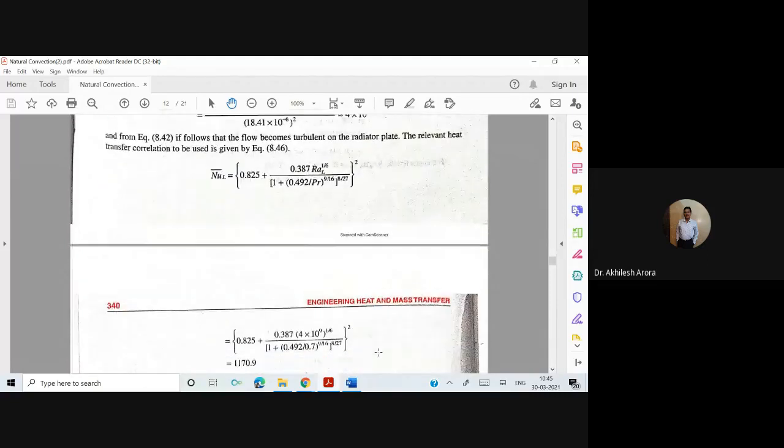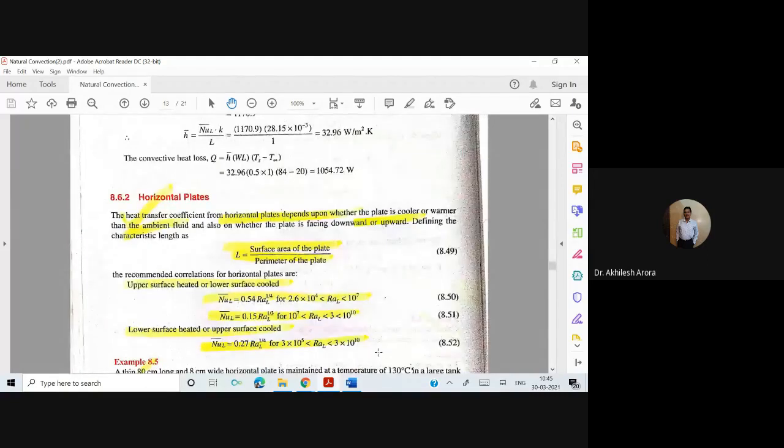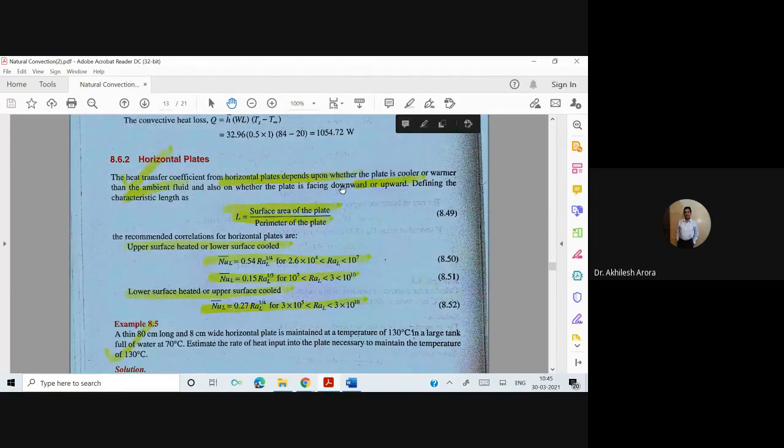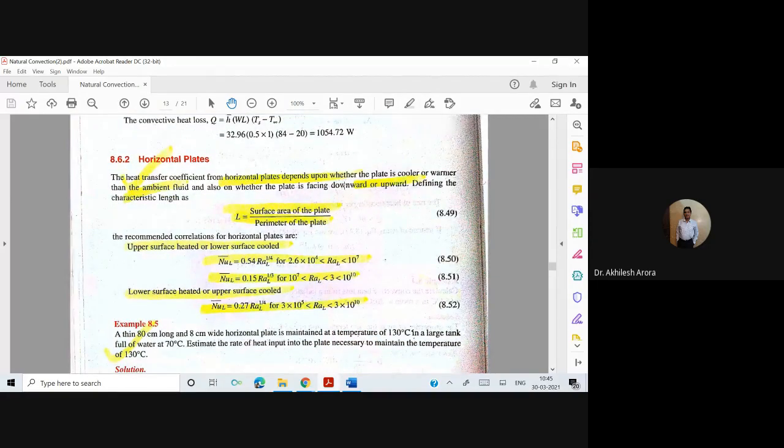Similar type of analysis has been done. Now suppose there are horizontal plates. Till now we were talking about vertical plates. Now there are different correlations for horizontal plates. You can see here whether the plate is facing upwards or downwards, so that is to be taken care of. And the characteristic length of the plate is taken as the surface area of the plate divided by the perimeter of the plate. This is the value of L in this particular case.